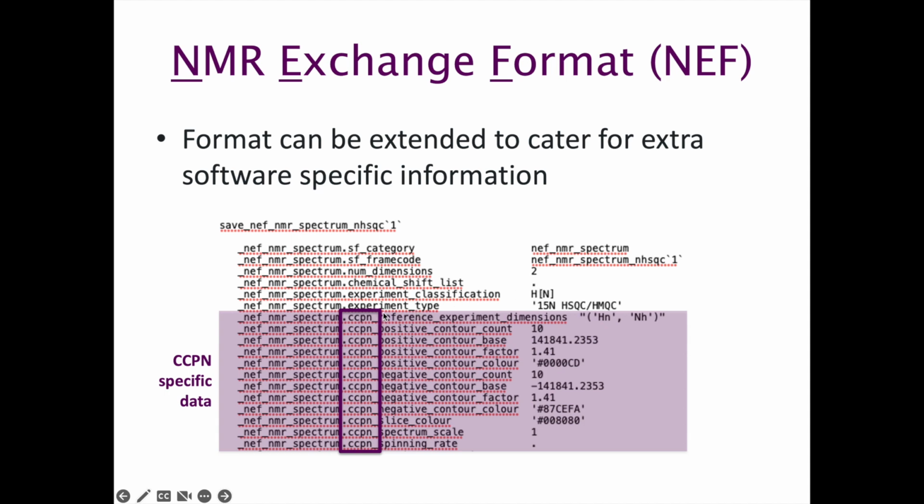And then what you have below is all of these keywords that start with CCPN underscore. And so these are CCPN specific things, and we use those so that if you save, for instance, a whole project as a NEF format file, you can in fact recreate your whole project. So here we're storing information you can see about contour colors, contour levels, scaling, spinning rate, all sorts of things. So it's up to other programs whether they want to use that information, otherwise it's just us.